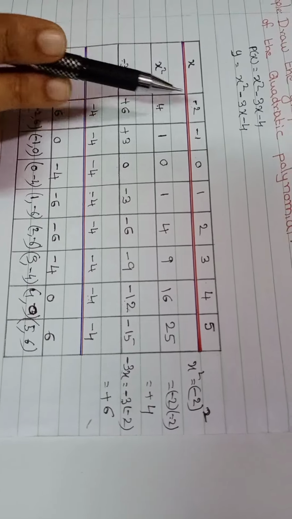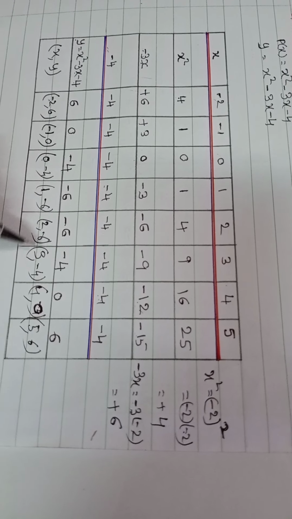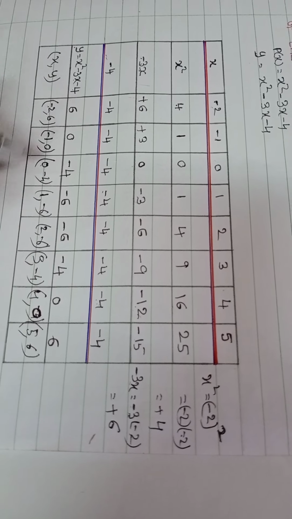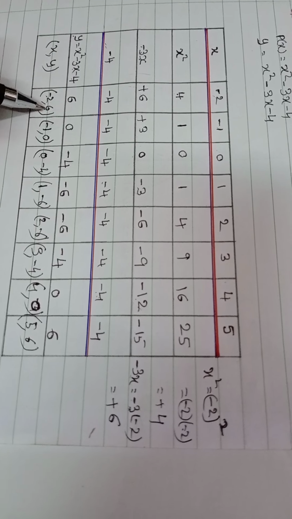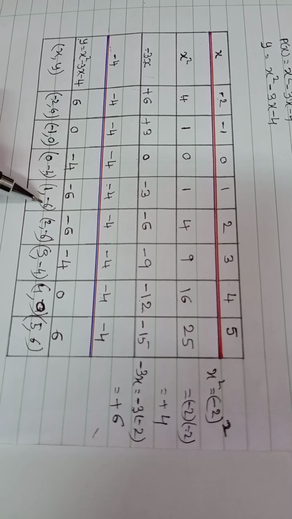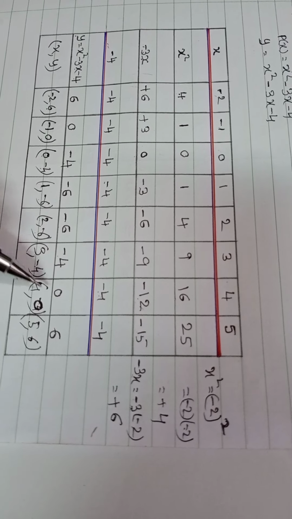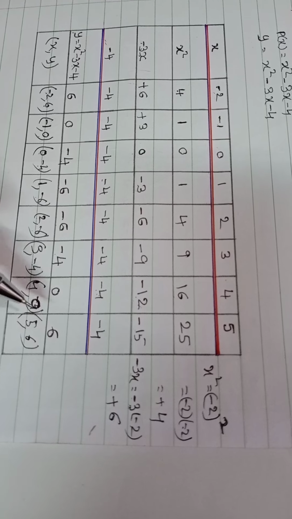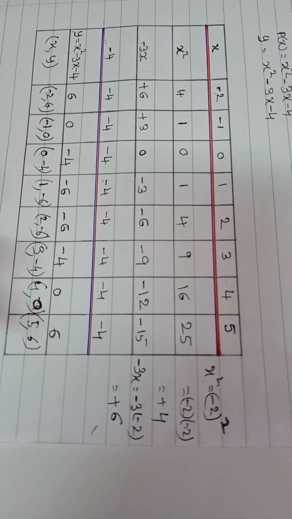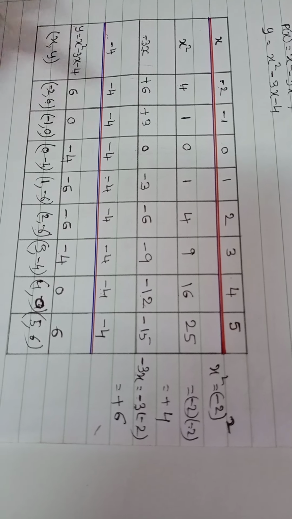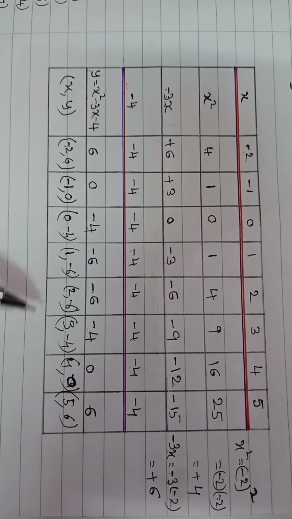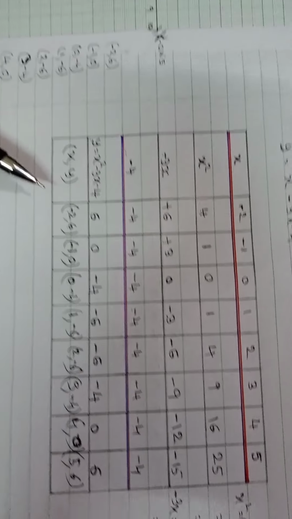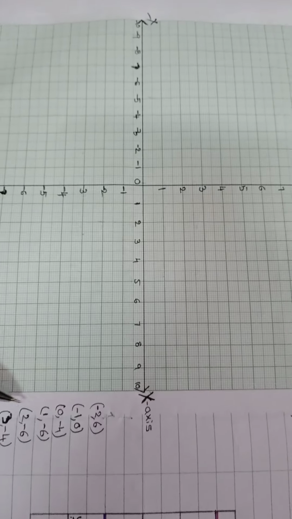Check again. Minus 2, minus 1, 0, 1, 2, 3, 4, 5. X values are correct. Check the Y values: 6, 0, minus 4, minus 6, minus 6, minus 4, 0 and 6. Y values also. Right. We locate these listed points on graph paper.